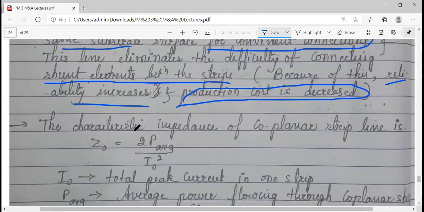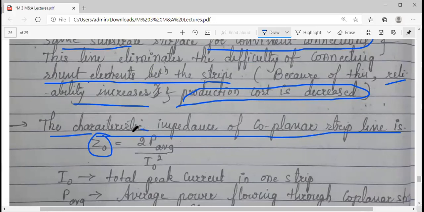Now coming to some of the parameters, straightforwardly the equations are there. There is no derivation or analysis of the expressions. The characteristic impedance of coplanar strip line is Z0 equal to, as we have got two strips, 2 times P divided by I square. You know this, P equals VI, right? So if you take V equal to IR.